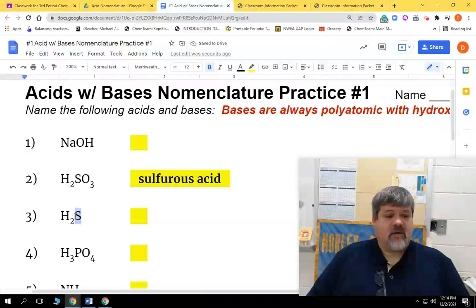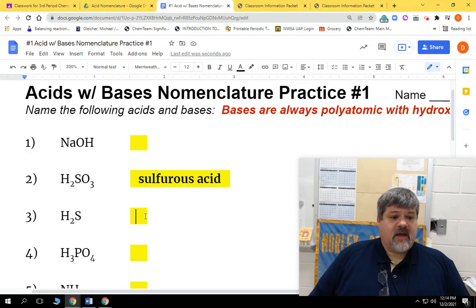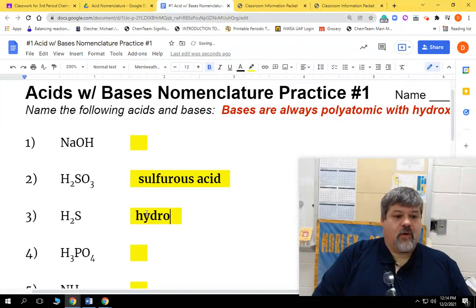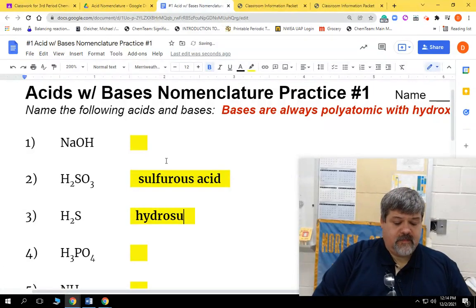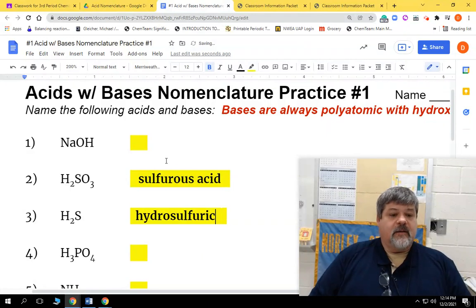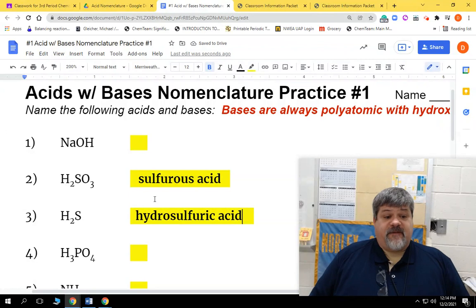We're just looking at this. We go to the second one. Now that's sulfur. We know it's sulfide. It does not contain oxygen. So that means we need to put hydro at the beginning. And then ide goes to ic. So it's hydrosulfuric acid. Now remember that if it does not have oxygen, put hydro at the beginning. If it has oxygen, we just go ahead and know whether it's ate or ite, and they're all going to have that. Let's go to the next one.